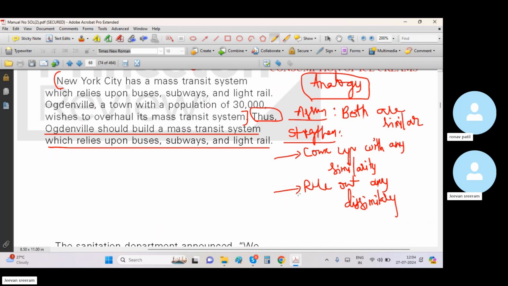Is it clear, buddy? And again, if you really want to weaken, what do you have to write? They're not the same. They're dissimilar. So come up with any dissimilarity. Population is different, budget. Rule out any similarity.